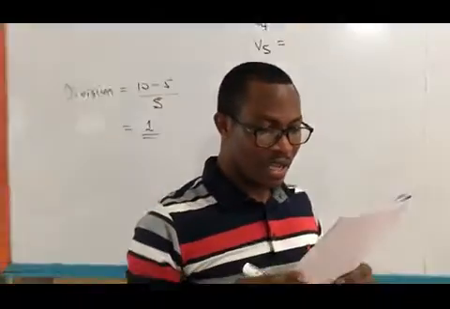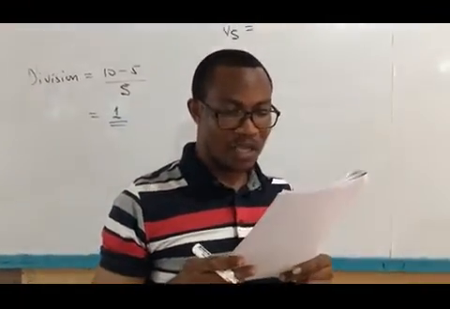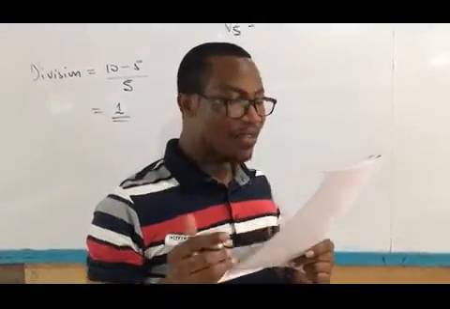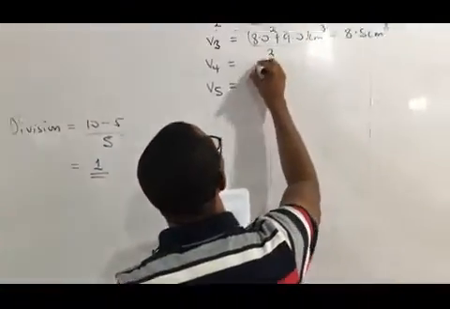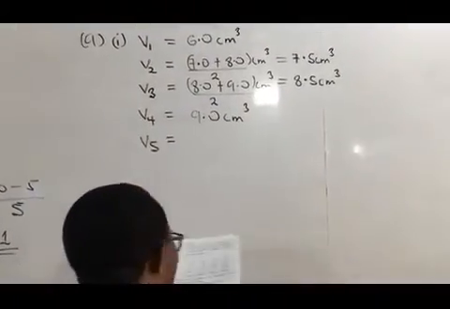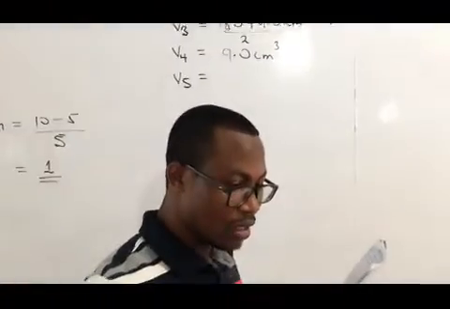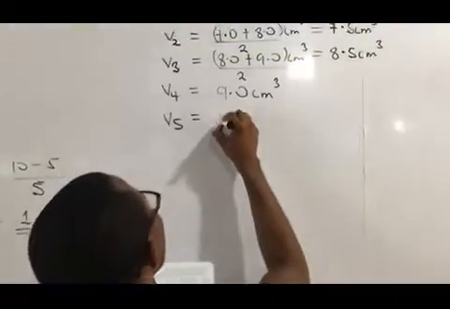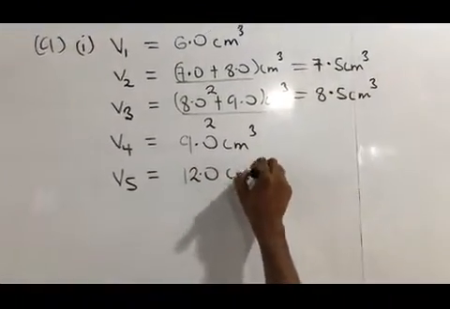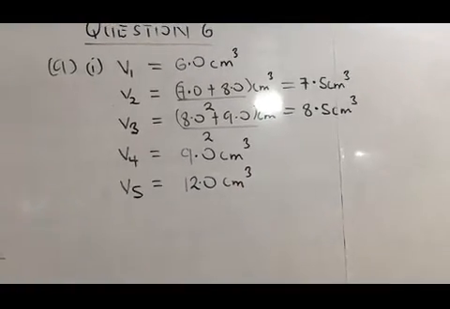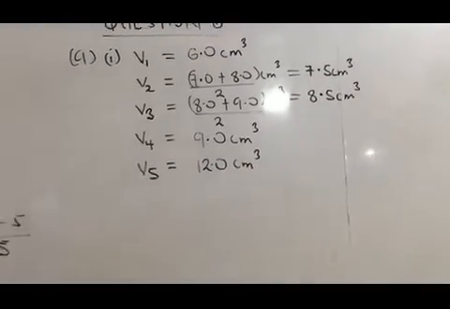And then the fourth one, V4, is pointing on the 9th division. So that is 9. And then the last one is pointing on the 12. So 12.0 centimeter cube. Okay. Please kindly take note of this.